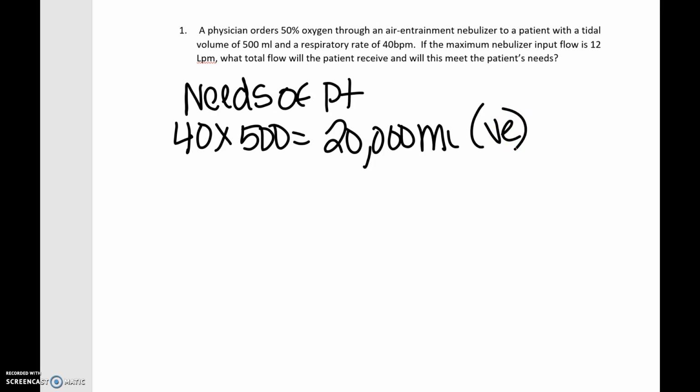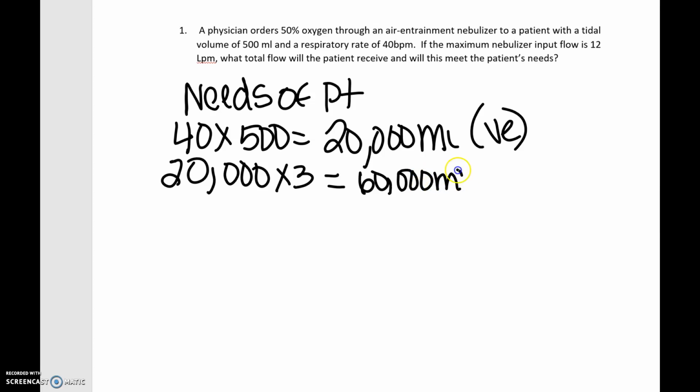And again, that's their minute ventilation. And then you're going to take that minute ventilation, multiply it by 3, because generally we need about 3 times our minute ventilation to meet our needs for flow. So if we take 20,000 times 3, we get 60,000 milliliters. Or more commonly, it's put in liters. So that would be 60 liters of flow. So that's the need of the patient.